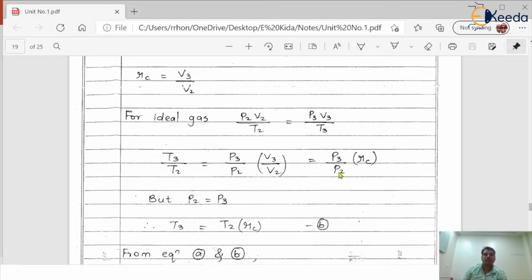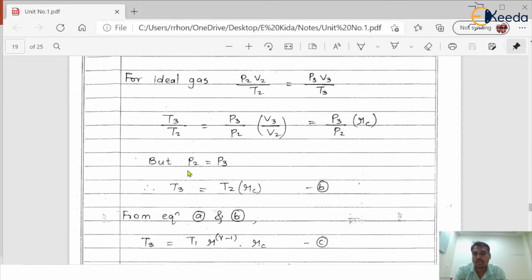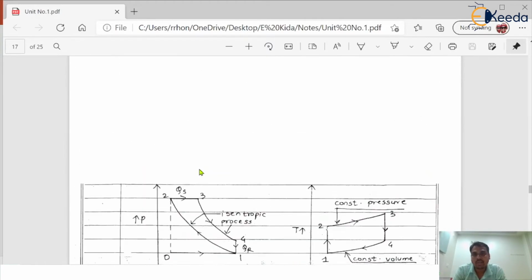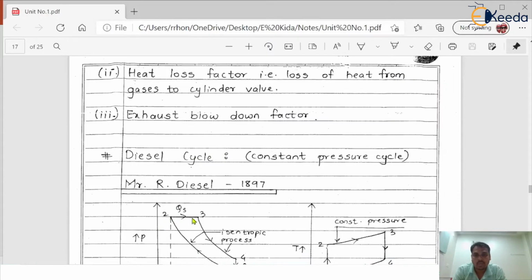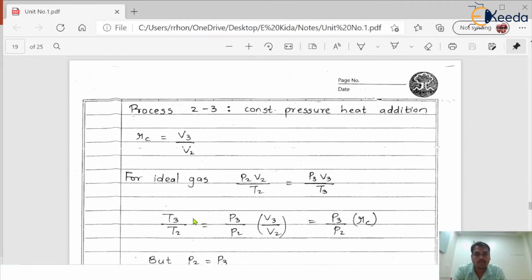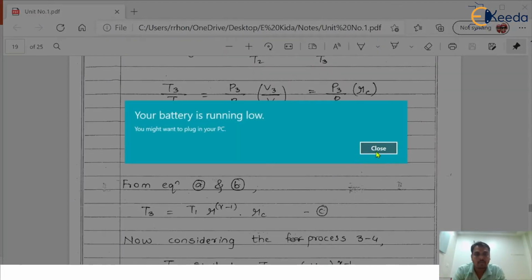So just note down that R suffix C is nothing but V3 by V2. So the further simplification, but P2 is equal to P3. Yes, correct. So again move to see the diagram. This P2 is equal to P3, so both the values are same. So there is no need to again write the separate values of it, so that we can write P2 is equal to P3. So this will cancel to each other. Now what is remaining? This T3 is equal to T2 into R suffix C. This is equation number B.